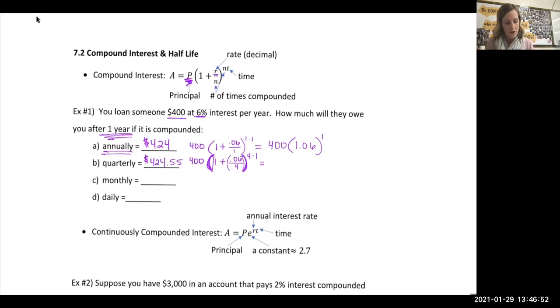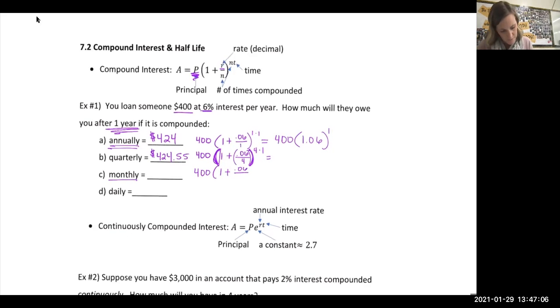So monthly, it should go up again, right? You take your principal amount, 400 times 1 plus 0.06. Monthly, think about how many times that is. If it compounds monthly in a year, that would be 12 times. And that's to the 12 times 1. So again, plug that in as you see it. What you get when you plug that in is $424.67.